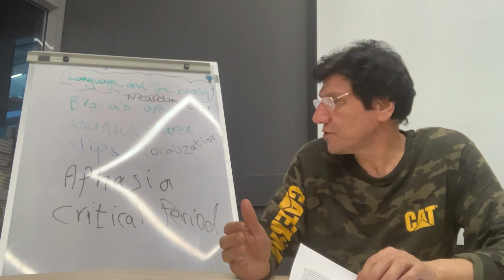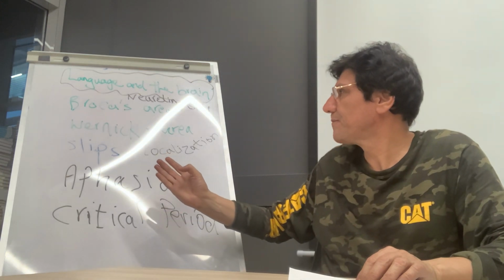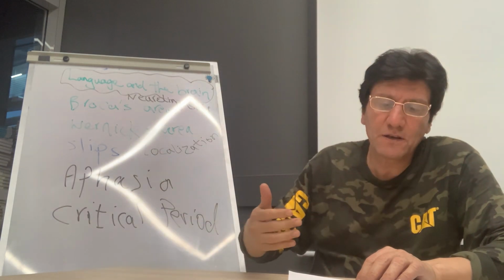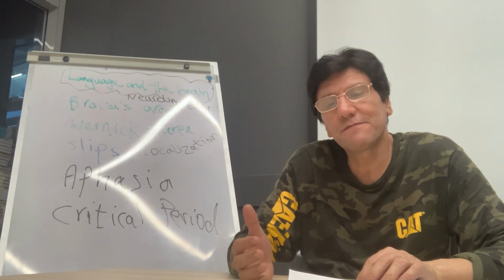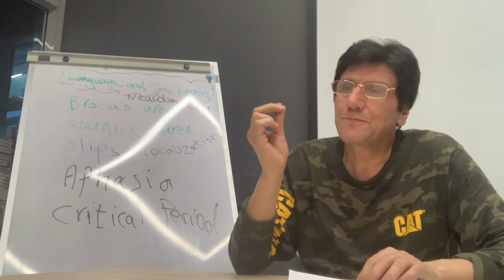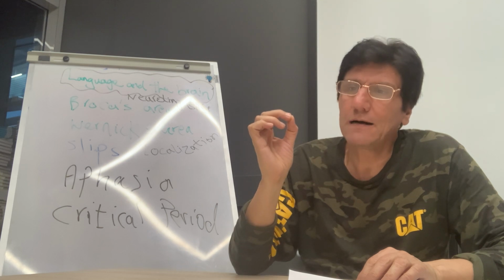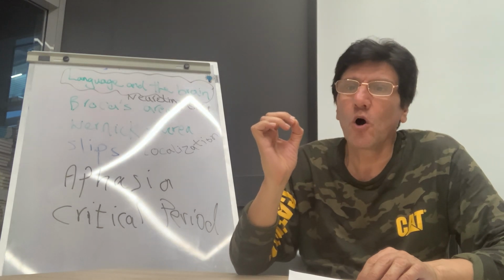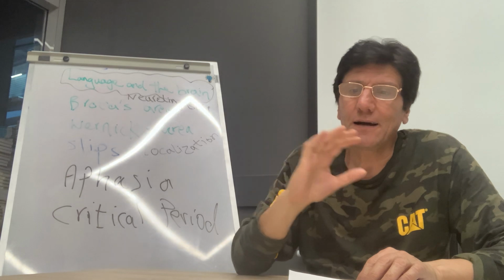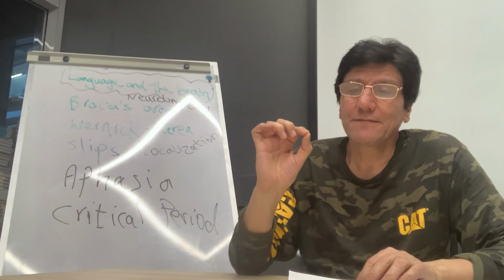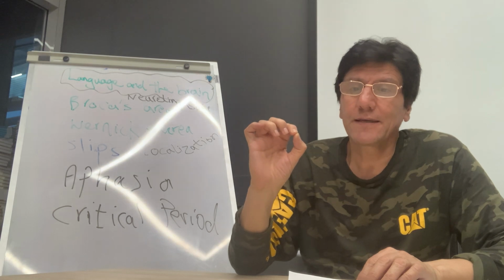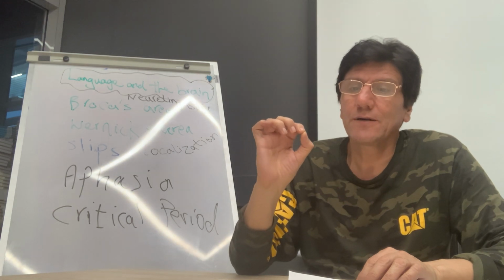So and also here we got the slips. There are different kinds of slips, like slips of tongue, slips of ear. Slips are problems, are inadequacies, are flaws. So any kind of slip, S-L-I-P, any kind of slip basically indicates a damage or a problem in the brain.